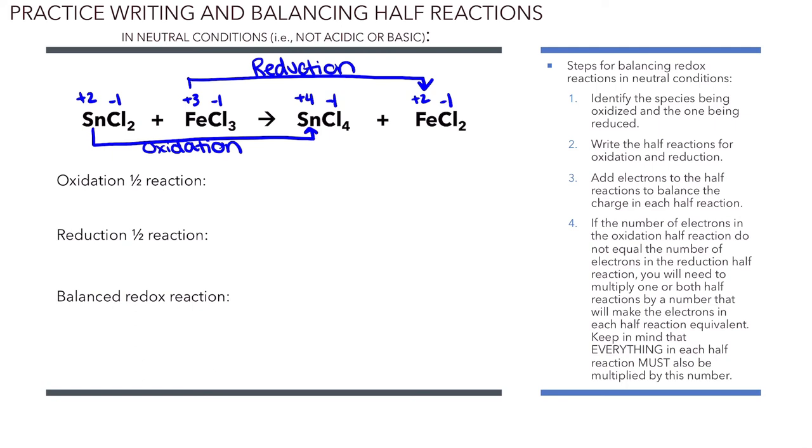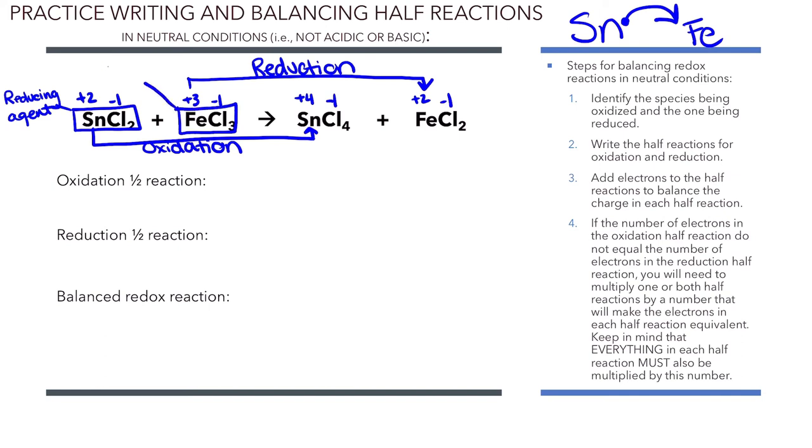All right, and so since we said tin here is being oxidized, that means it's losing electrons, and iron is gaining those electrons. And so when tin gives electrons to iron, it's causing the reduction of iron. So this tin chloride compound is going to be our reducing agent because it's causing the reduction of iron. And in turn, when iron takes those electrons from tin, it's causing the oxidation of tin. And so this iron-containing compound in our reactants is going to be our oxidizing agent. All right, so there's that.